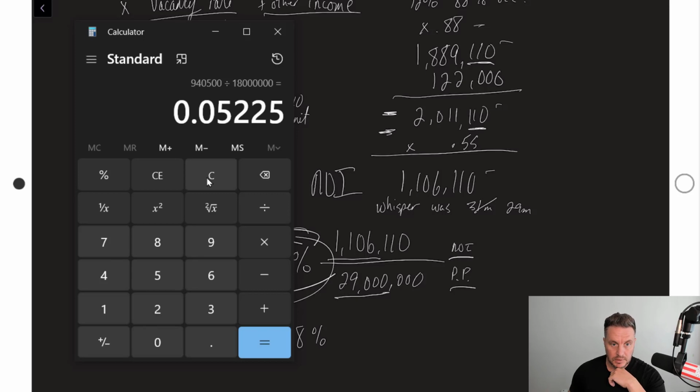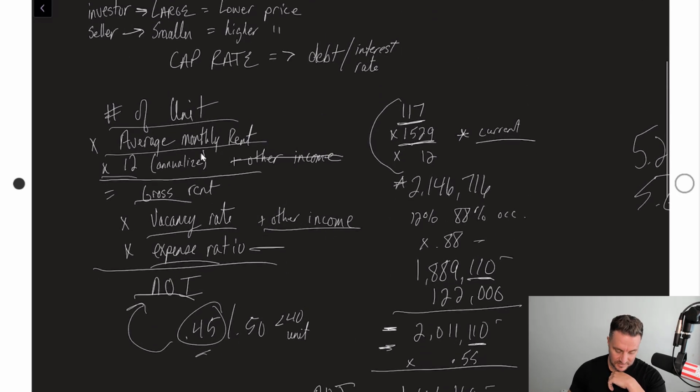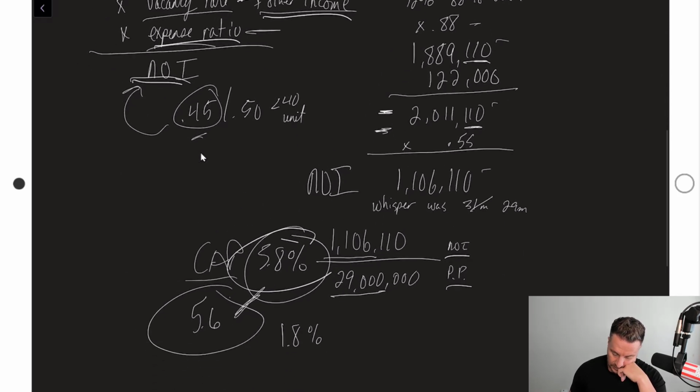What else? Oh, I had that covered up the whole time I did that. Number of units times average monthly rent times 12, annualizing it, gives you our gross rent. And then times it by the vacancy rate, plus the other income, times it by the expense ratio, gives you the NOI. And then you've got your NOI formula down here. You got NOI divided by purchase price, gives you your cap rate.